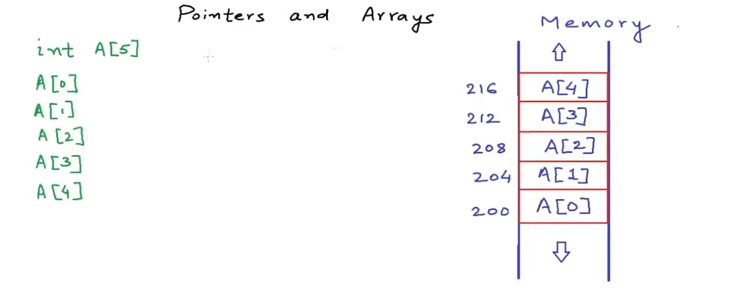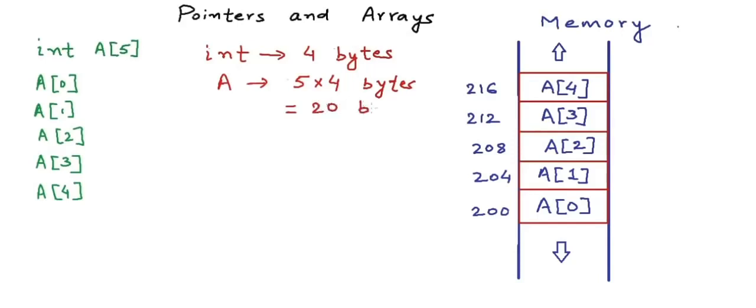If A0, the first element in the array, is stored at address, let's say, 200, and in a typical modern-day compiler, an integer is stored in 4 bytes, then A1 will be 4 bytes ahead of A0 at 204, A2 will be at 208, A3 at 212, and A4 at 216. The overall size of the array would be 20 bytes, and these 20 bytes will be one consecutive block. We are only showing the section of the memory in which A is stored.